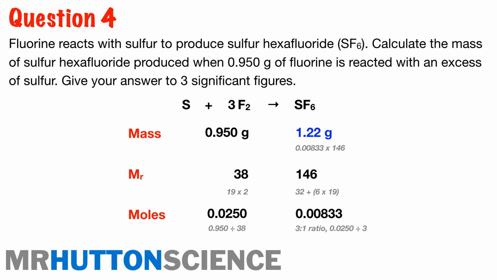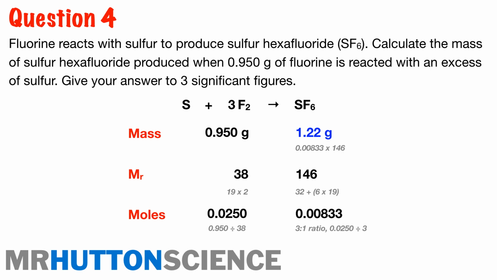Question 4. Fluorine reacts with sulfur to produce sulfur hexafluoride, SF6. Calculate the mass of sulfur hexafluoride produced when 0.950 grams of fluorine is reacted with an excess of sulfur. Give your answer to 3 significant figures. So here we've got a question. We don't have an equation, so we're going to need to write an equation initially. So step 1 is writing out that equation.